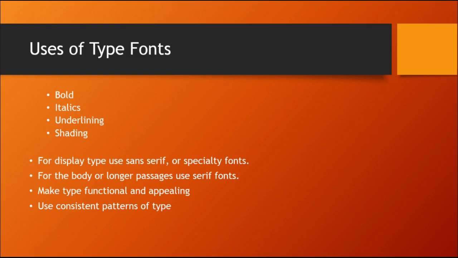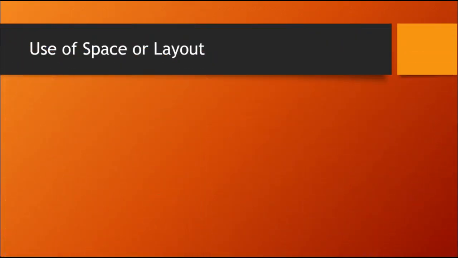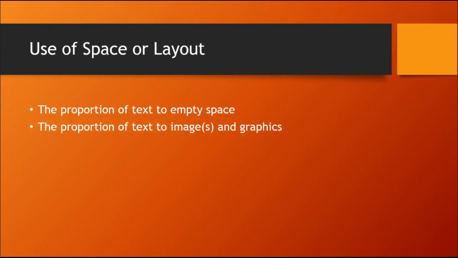Besides the general principles, rhetorical considerations of genre and audience expectations should govern decisions about type. The second component of visual design is layout. Pay attention to the proportion of text to white empty space, to the proportion of text to images and graphics, and the arrangement of the text on the page, space, margin, size, etc.